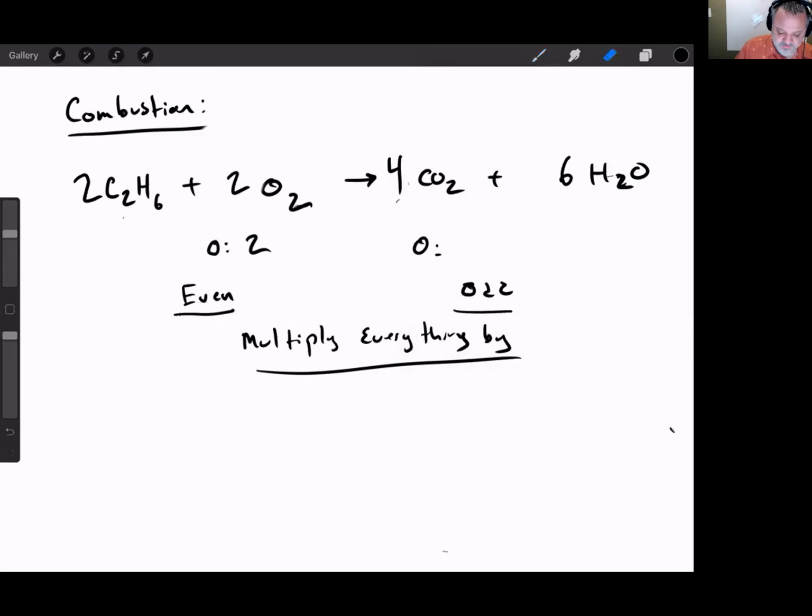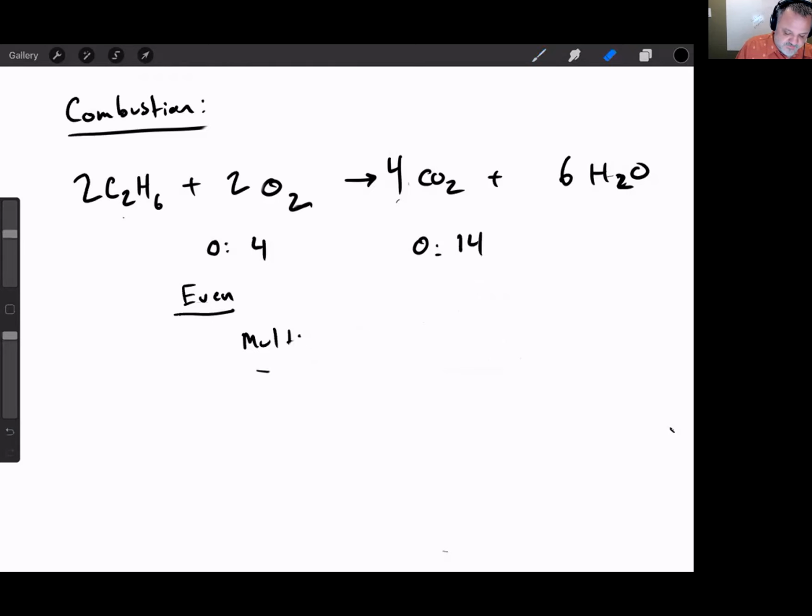What are we into with oxygen? Over here we have 4, and now on this side it's 4 times 2, that's 8. And then 6 times 1 is 6. 8 plus 6 is 14. Now we're in a situation where everything's even, and I should be good at this point. So if I change the stoichiometric coefficient of 2 to 7, then I get 14, and now everything is balanced. So one of the last tricks is the even-odd trick. If you find yourself in even-odds, you can multiply everything by 2.